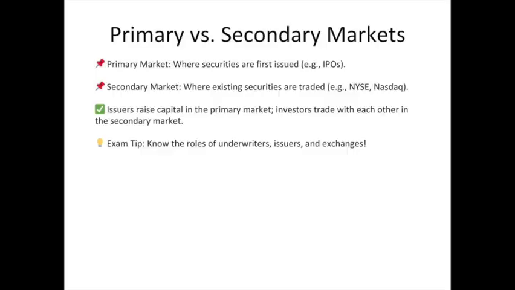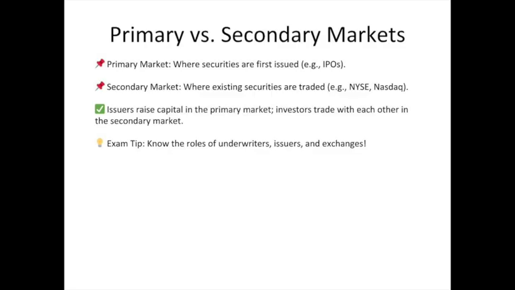Let's talk about one of the most common SIE topics, the difference between primary and secondary markets. In the primary market, securities are being sold for the very first time. This is where companies or governments raise money. Think of an IPO, an initial public offering, where a company sells stock to the public to raise capital. The key idea here is that in the primary market, the issuer, the company, receives the money directly from investors.